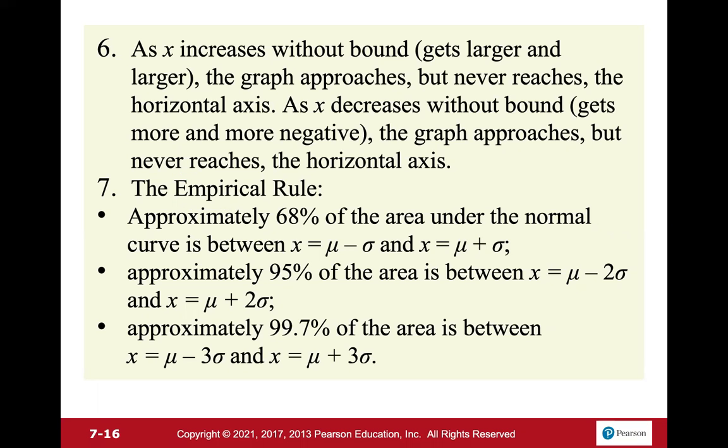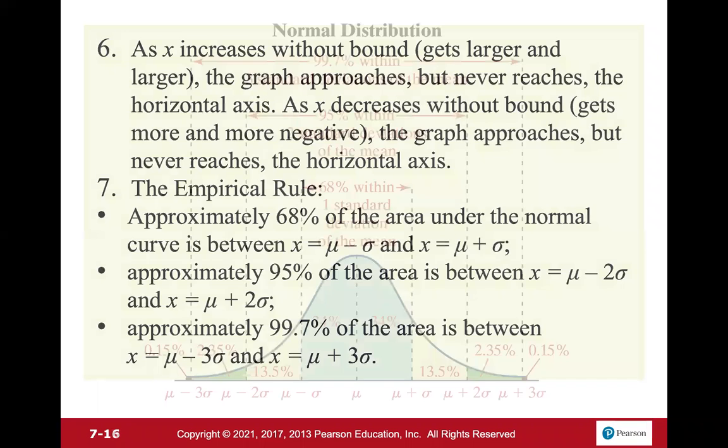So the empirical rule: approximately 68% of the data under the normal curve is within 1 standard deviation of the mean. Approximately 95% of the data, or approximately 95% of the area, is within 2 standard deviations of the mean. And approximately 99.7% of the data is within 3 standard deviations of the mean. And what they're talking about is this right here.